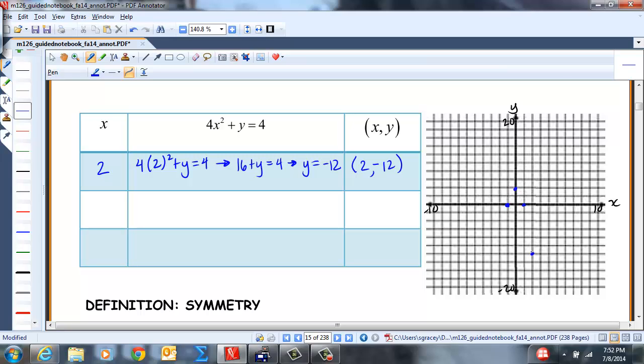And do you guys remember your work with parabolas? We've got symmetry going on. So I'll go ahead and work out the algebra on this, but I'm going to tell you right away, we're going to get a y value of -12 when we plug in -2 for x, because this graph is symmetric with respect to the y-axis. Okay? So let's check it out and see if I'm right.